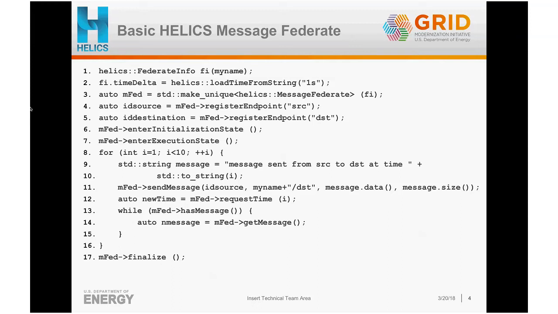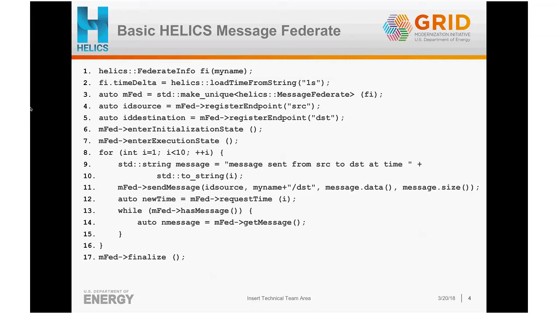I'm registering an endpoint on line 4, just called source, and this is using the register endpoint function, so it's not global, meaning this is actually going to be my name / source as the endpoint. And then I also have a destination endpoint on line 5. We go through initialization on lines 6 and 7 of the federation. And then I have a very simple for loop, and that's supposed to represent stepping through 10 seconds of time. And at each time step, I'm sending just a basic string message. So that's set up on lines 9 through 10, and then sent on line 11.